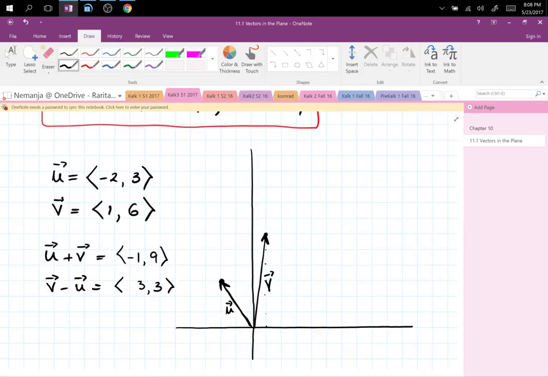Vectors are free to move in space, so I'm going to take the vector v, and using the head to tail method, I'm going to move that vector v where the initial point of vector v collides with the terminal point of vector u. So vector v will be translated here, it's going to look like this. And then if you draw the resultant vector, the red vector there is u plus v, and you can just count the number of squares and see that it's -1, 9.